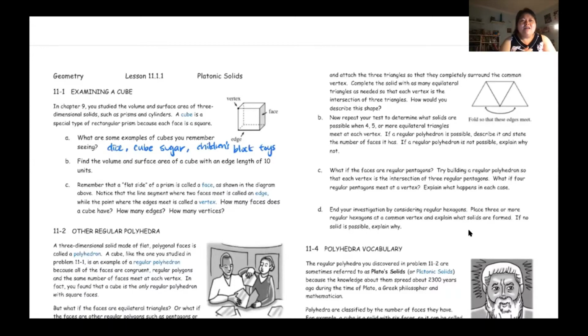Okay, all right, let's move on to part B. Find the volume and surface area of a cube with an edge length of 10 units. So volume is actually pretty nice. Volume is length times width times height. So you take the length of 10 times 10 times 10. So it's going to be 10 cubed, which is 1,000 cubic units, right? So that would be for the volume.